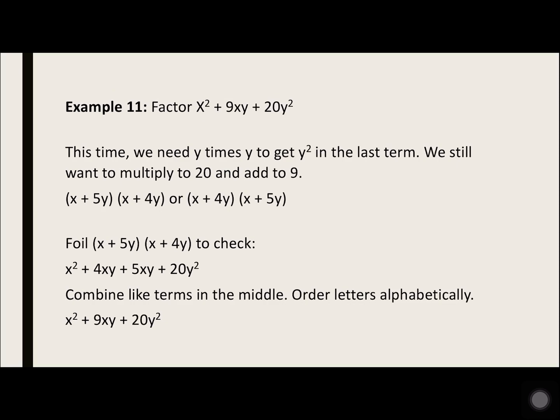FOIL to check. First, x times x, x squared. Outside, x times 4y, 4xy. Inside, 5y times x, 5xy. Last, 5y times 4y, 20y squared. Combine like terms in the middle, order letters alphabetically. X squared plus 9xy plus 20y squared.